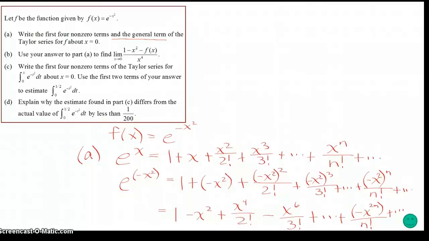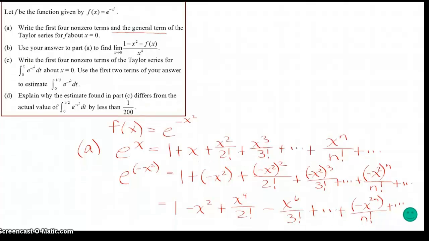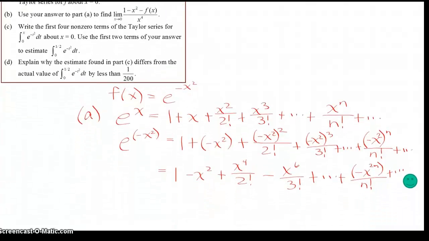All right, part B, use your answer in part A to evaluate this limit. I'm trying to get through this as quickly as I can because I really don't want a fifth video for this lesson. But I'm going to evaluate the limit as x approaches 0 of 1 minus x squared minus, and now I'm going to leave that blank, and this is all over x to the fourth.